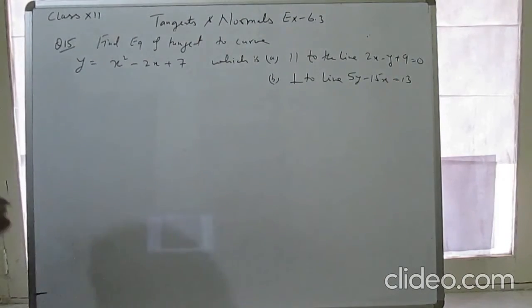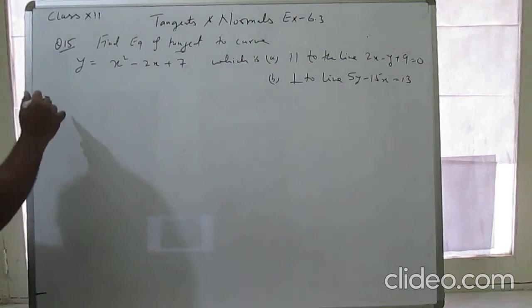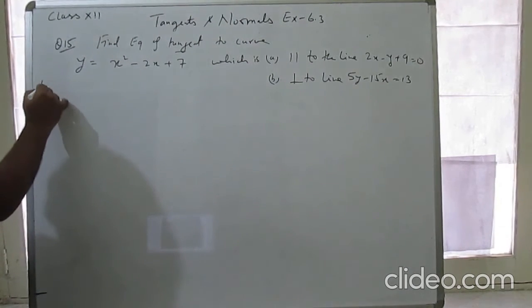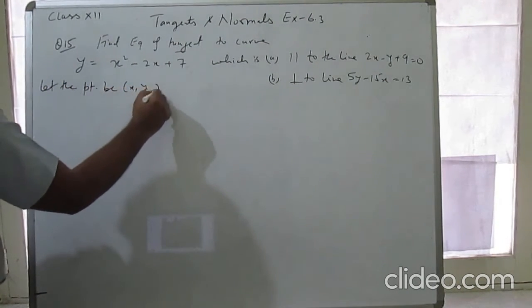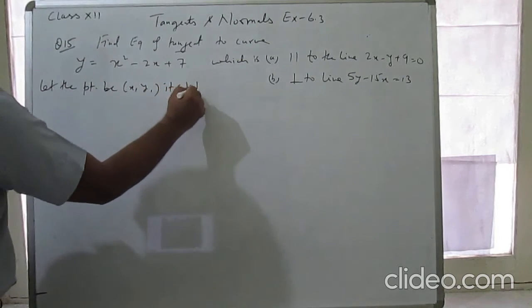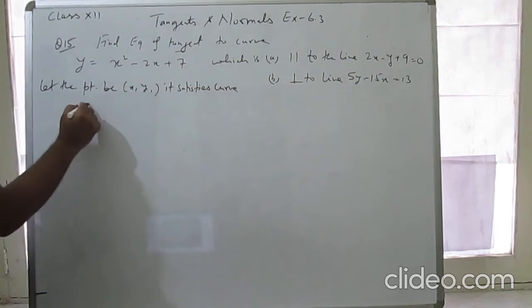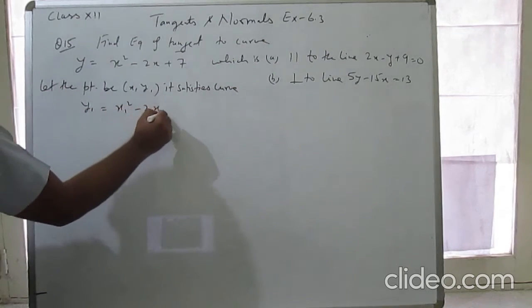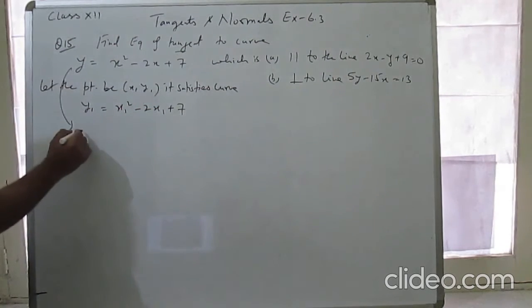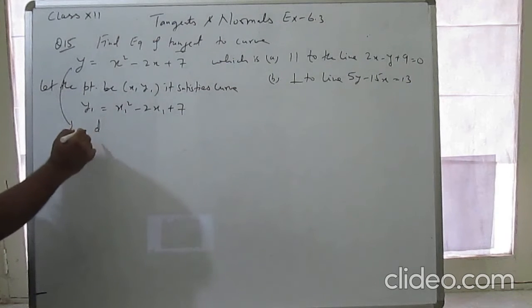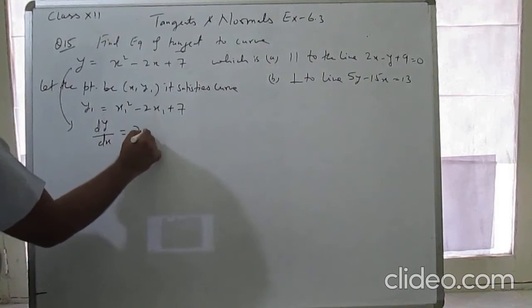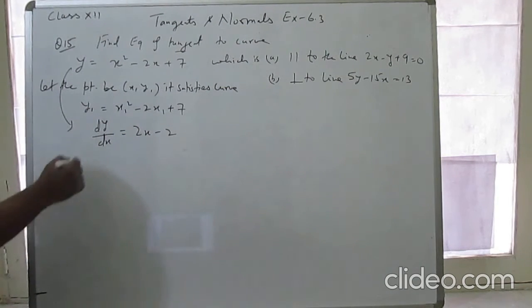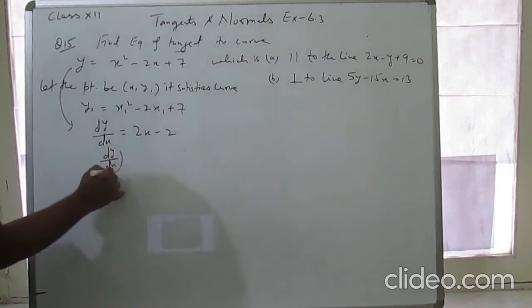We have to find the equation of tangent. So now any point on the curve, I will take, let the point be (x1, y1). So it satisfies the curve: y1 is equal to x1 square minus 2x1 plus 7. Now slope of tangent dy by dx is equal to 2x minus 2.